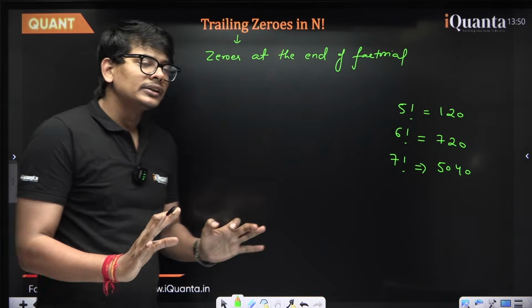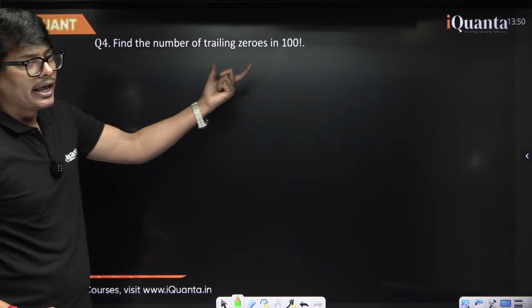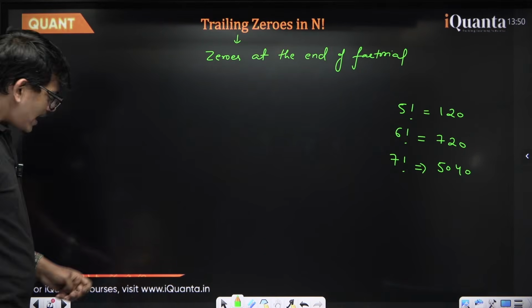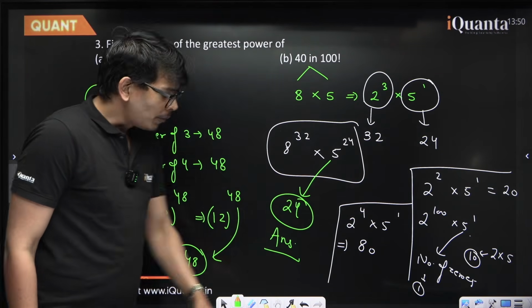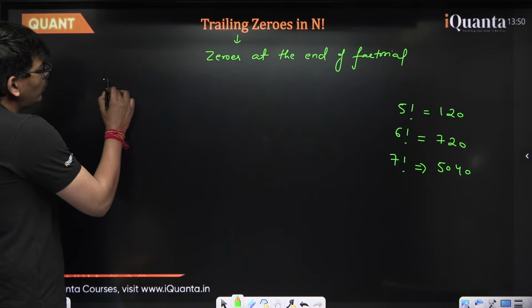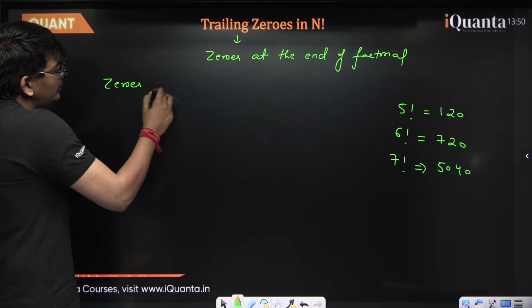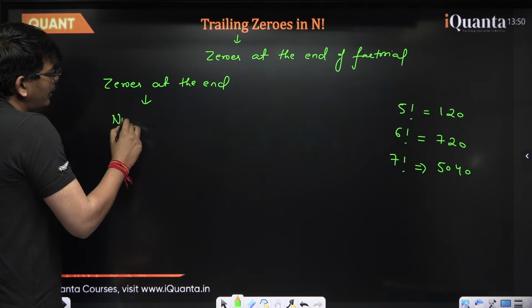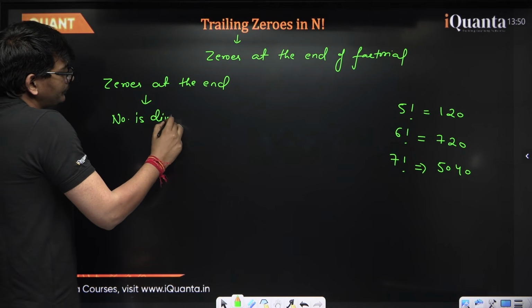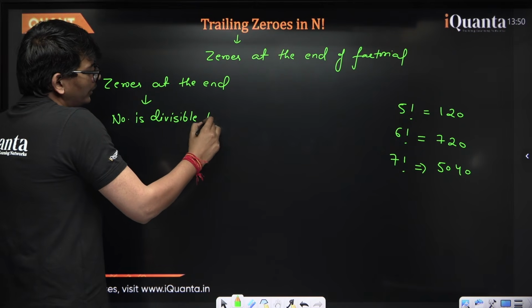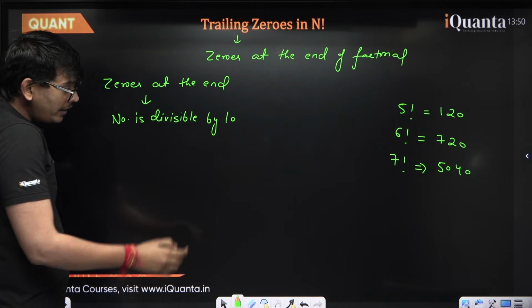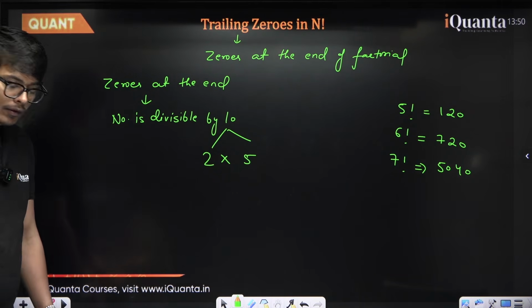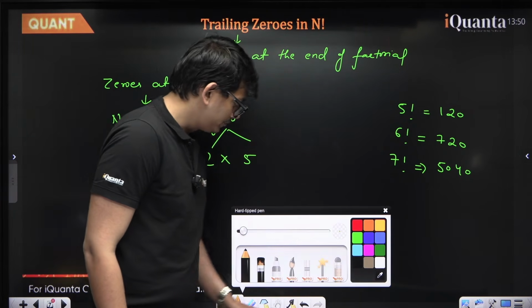I hope this part is clear, and the type of question comes in the exam like this. Find the number of trailing zeros. Clear? Now, since I have already explained this little bit information, that zeros at the end means number is divisible by 10. And if a number is divisible by 10, it means it is divisible by 2 as well as 5. Right? It is divisible by 2 as well as 5.